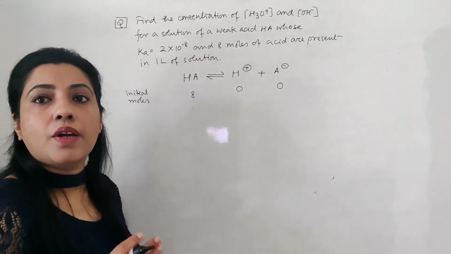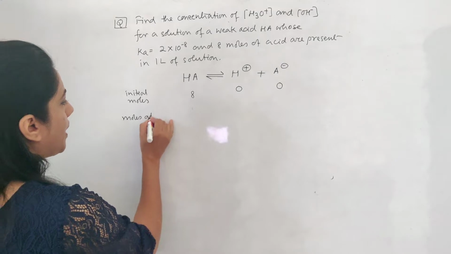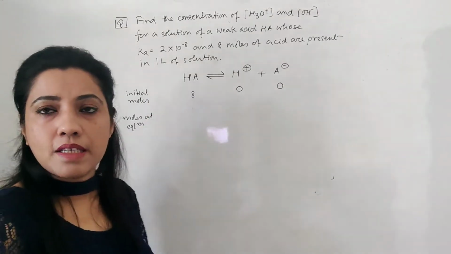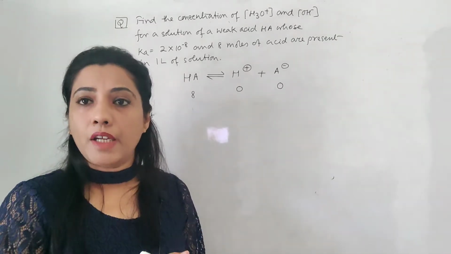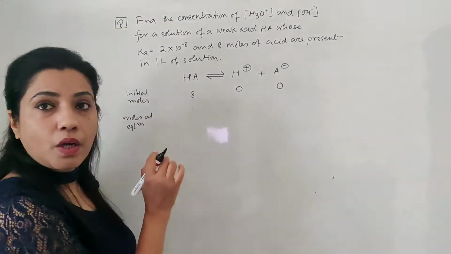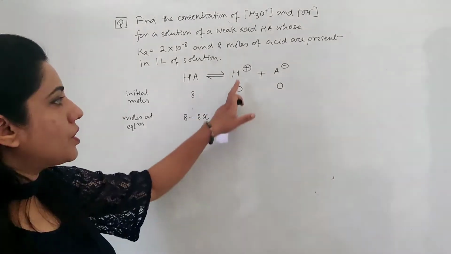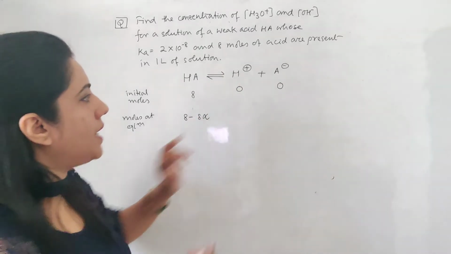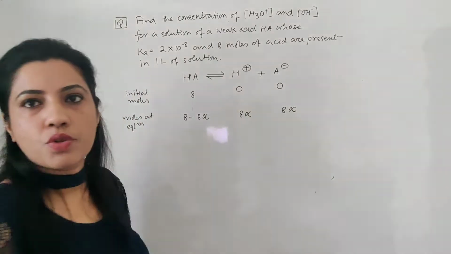We are considering the degree of dissociation is alpha. So moles at equilibrium will be how much? Initially 8 mole is present. From 1 mole, alpha gets dissociated, so from 8 moles, 8 alpha gets dissociated. So how much HA remains at equilibrium? 8 minus 8 alpha. How much is formed? From 1 mole is formed, so from 8 alpha, H plus is formed and 8 alpha A minus is also formed.